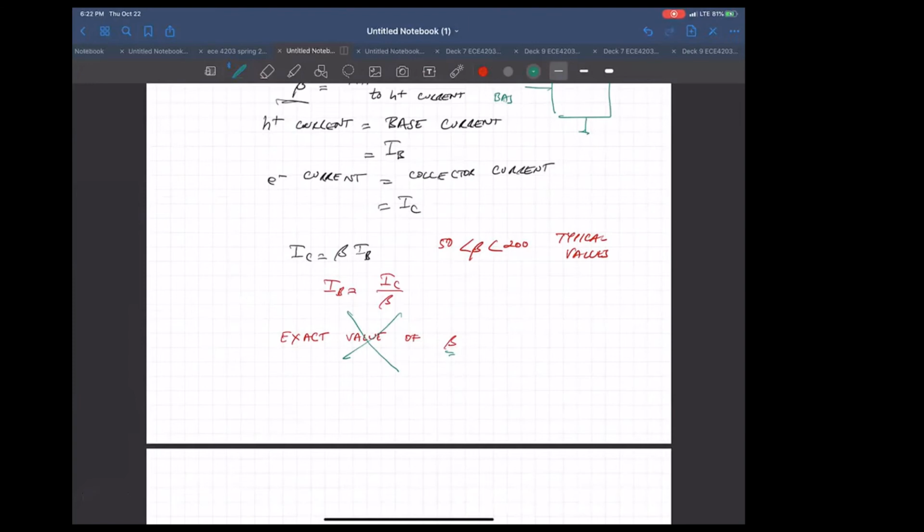Okay, so that's the base current. The takeaway here is the base current is a lot less than the collector current. That's always the case, as long as you're forward active. So base current is a lot smaller than collector current. And for hand calculations, it's like the collector current over beta.